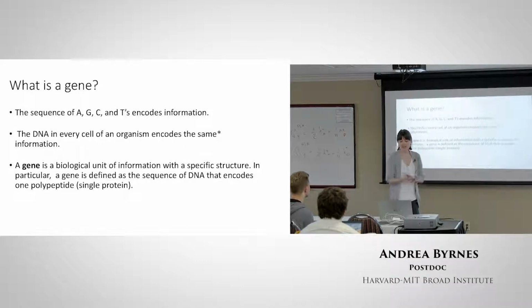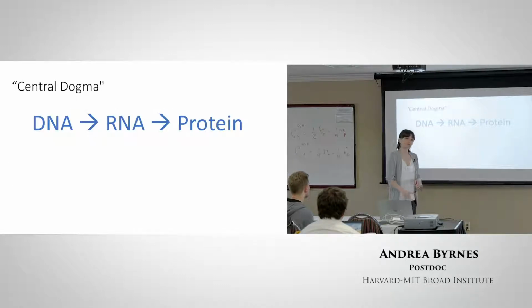And so a gene is this biological unit of information with a specific structure. A gene is defined in modern biology as the sequence of DNA that encodes one peptide or one single protein. And so in order to understand what we mean when we talk about encoding a single protein, we need to understand the central dogma of biology, which I imagine most of us have also seen at some point. And so the central dogma is DNA, RNA, protein. This is the process by which the information in the DNA goes to protein, which are the movers and shakers of the biological world.